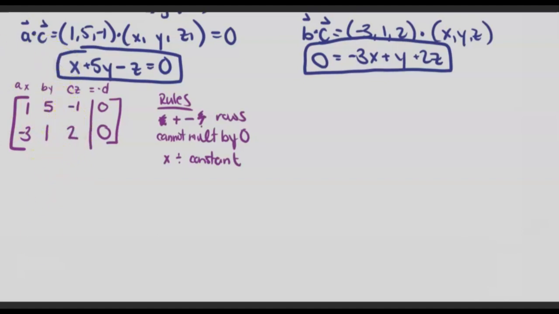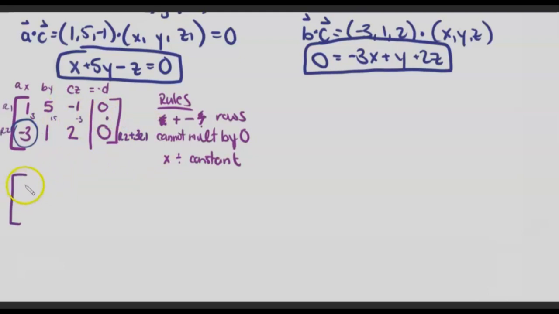So our goal right now is to get a 0 in this bottom left position. I'm thinking, how can I get a 0 here? This is row 1 and this is row 2. I'm going to do row 2 plus 3 times row 1, because 3 times row 1 is essentially going to be 3, 15, -3, and 0.